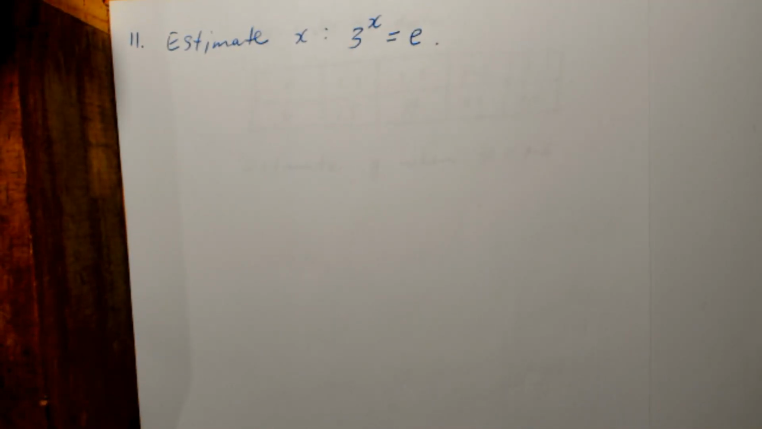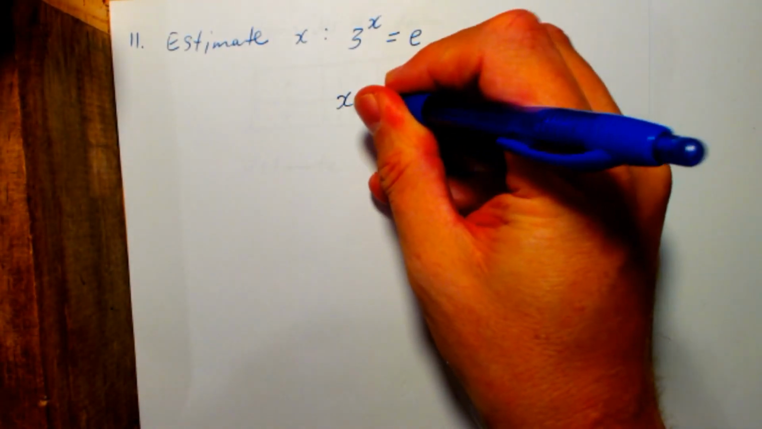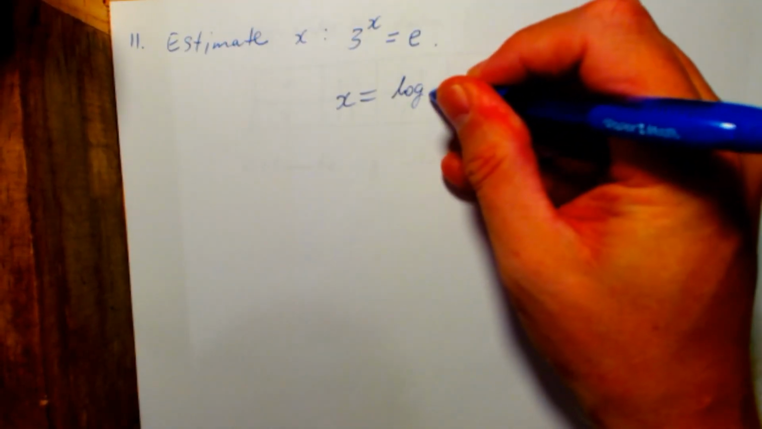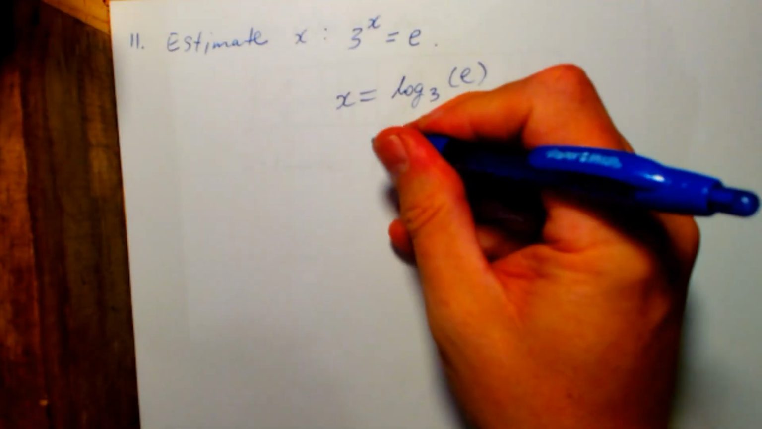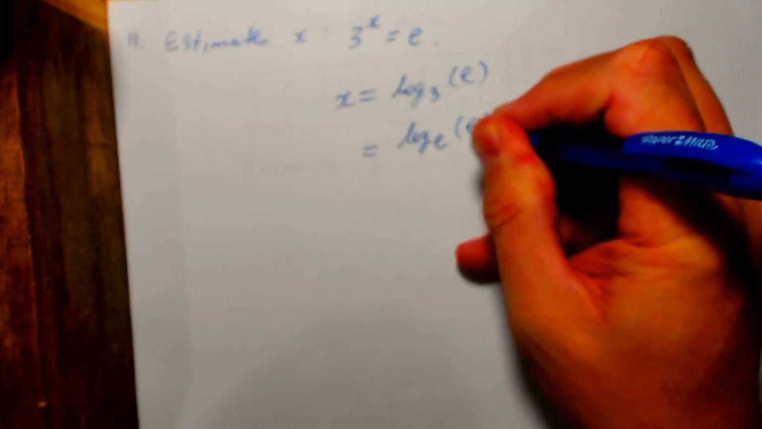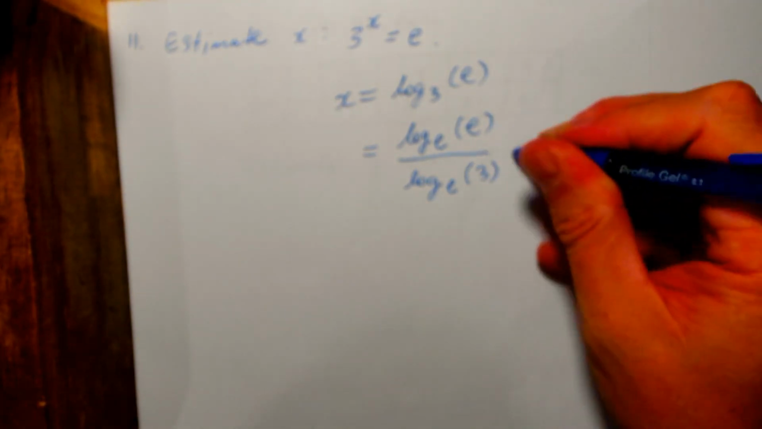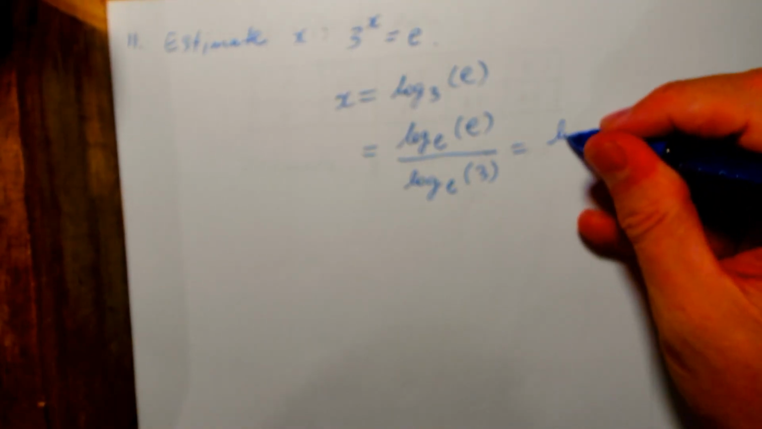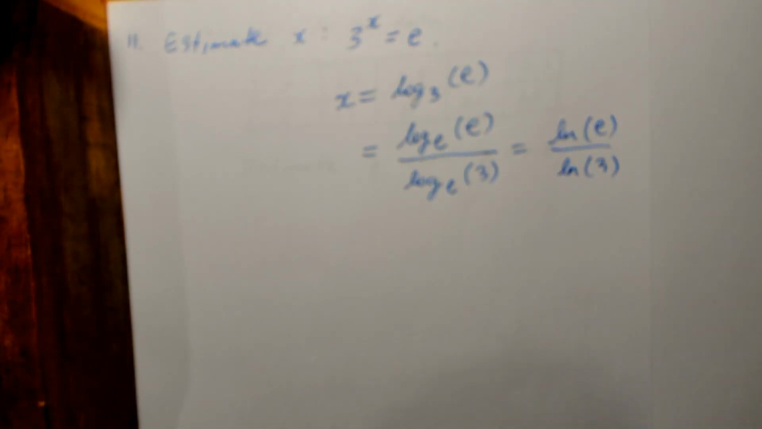Next question, estimate x such that 3 to the x is equal to e. So e being 2.718281828 and so on. The log rules would say that x is equal to log to base 3 of e. Now remember, we can choose our own base here by the change of base rule. So this is log to base e of e over log to base e of 3. And you might know this as ln of e over ln of 3.